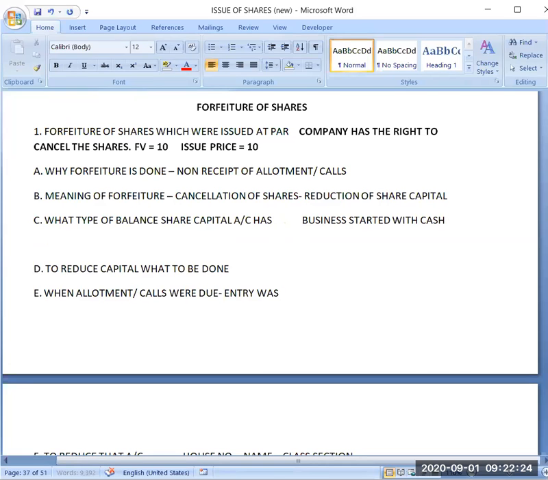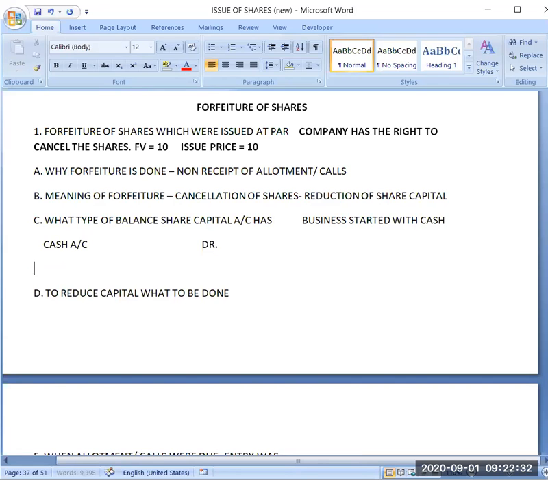The journal entry was: cash account debit to capital account. Cash account debit to capital account. This was the journal entry.